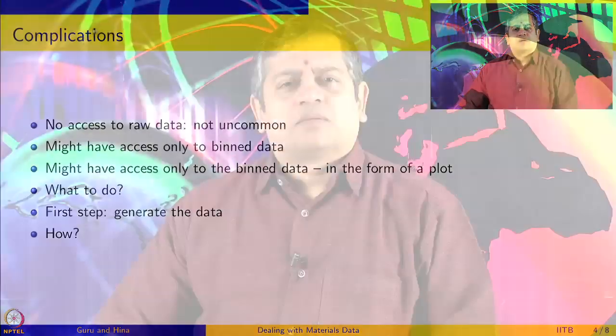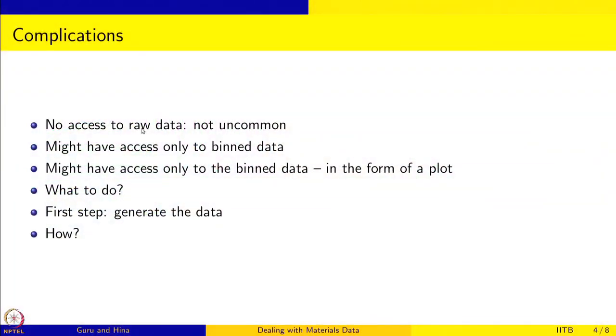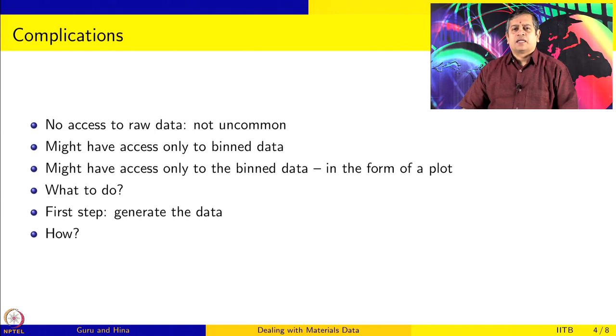But there are sometimes complications. It is not uncommon to not have access to raw data. So, in this case, for example, I have data for all the 20 measurements, but typically that is not what is published. It is very rare for people to list out all the measurements that they make. And what is worse, sometimes you might have access only to binned data. That is, data has already been analyzed and values which lie within a range, they are all just counted without really telling what exactly the values were, and they are just given in the form of a histogram plot.